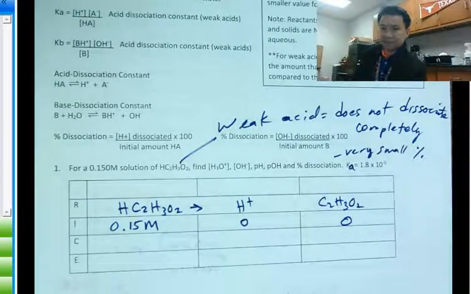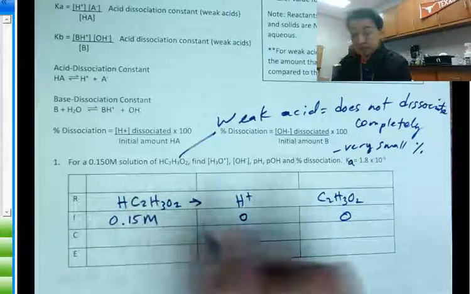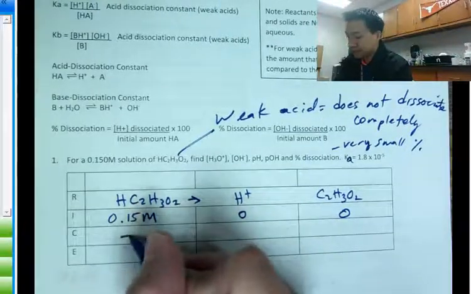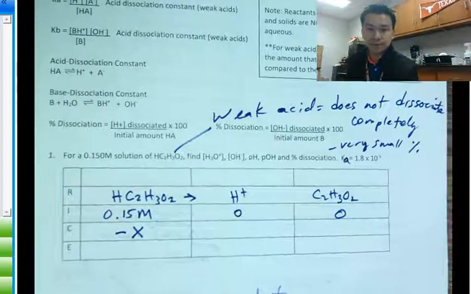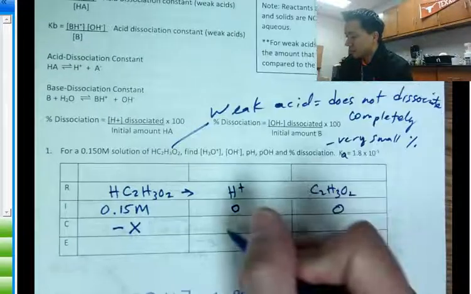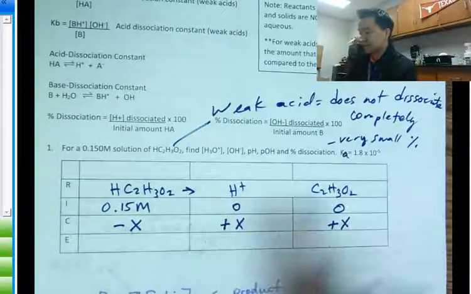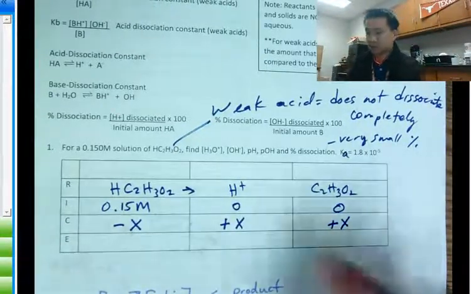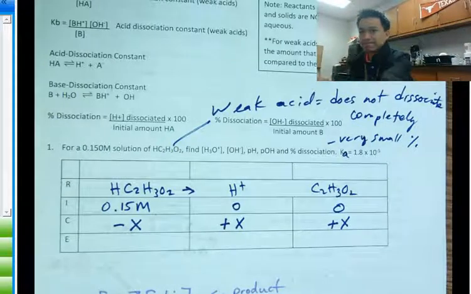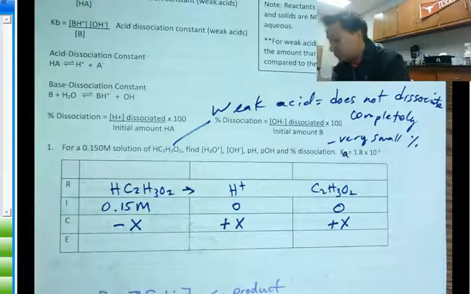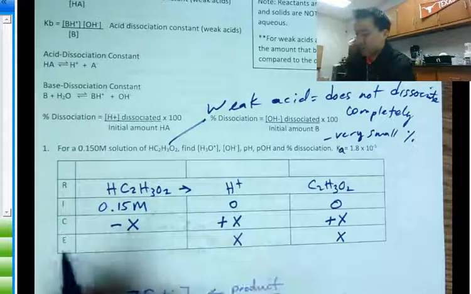In fact, only a very small percentage dissociates. We don't know how much splits up, so we'll call it x. We don't know how much yet, we'll figure that out. You subtract the x there, and that much will form over here. Because they split up, there's still a 1-to-1 ratio, so it's 1x to 1x. Add the columns: 0 plus x is x for your equilibrium.